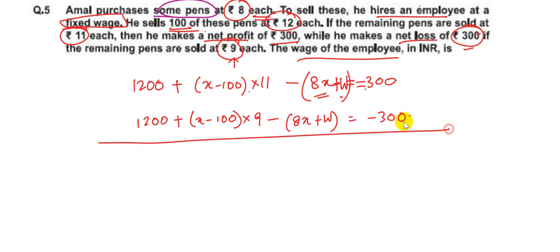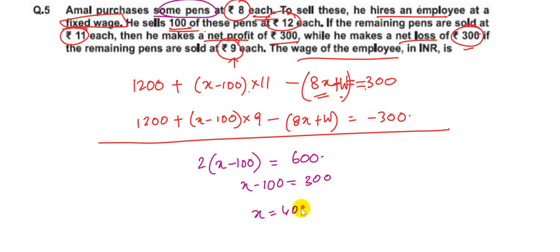So now if we simply subtract the second one from the first one, then we'll get 11 minus 9 into 2 into x minus 100 equals 600. So x minus 100 is 300. So x is 400. So he bought 400 pens.